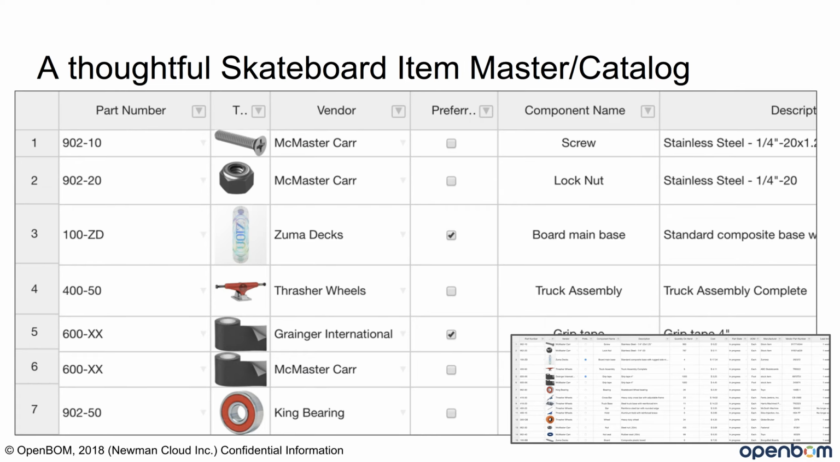Let's jump ahead again. So, what does a thoughtful skateboard item master look like? Here's what mine looks like down here on the right. You see I have quite a few columns and some other things. But I'd like to point out a few of the highlights.